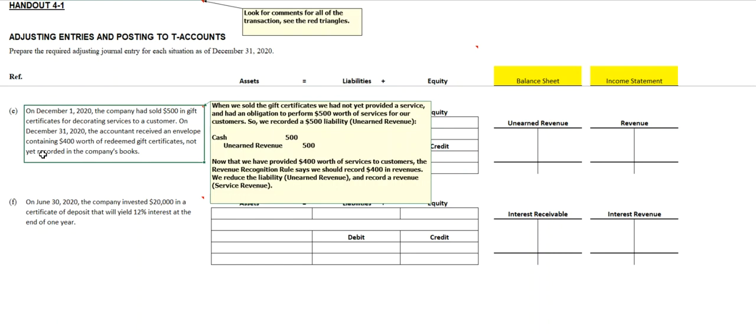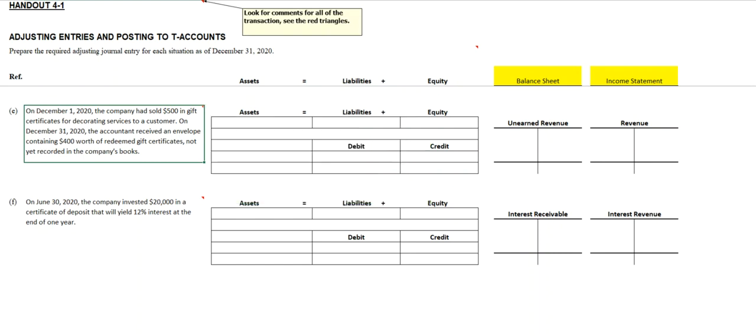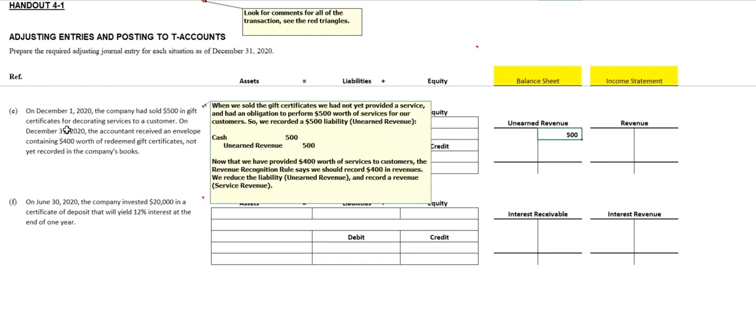So when we sold the gift certificates, we had not yet provided a service. We had an obligation to provide $5,000 of services to our customers. So we recorded a liability. Our journal entry would have been a debit to cash for $5,000 and, of course, a credit to unearned revenue, a liability for $5,000. Now that we've provided $400 worth of services to customers, revenue recognition rule says that we get to record $400 in revenues.